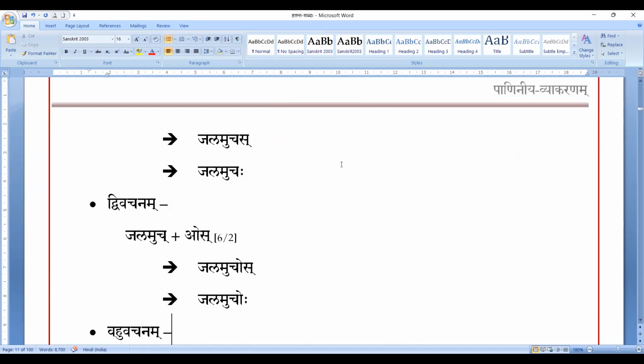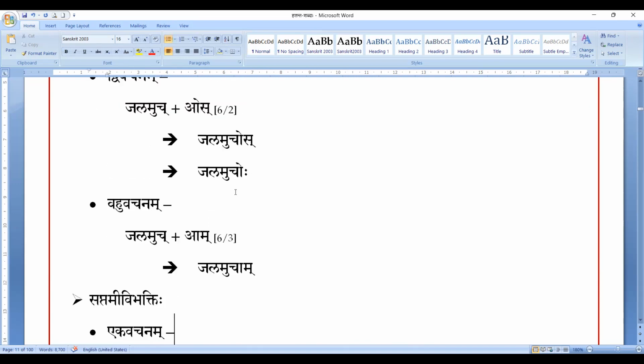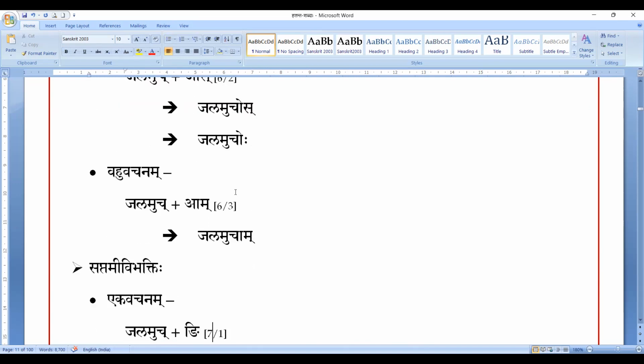Jalamuchah. Jalamuch plus Os. Os is the Pratyaya, Shashthi Vibhakti Dvivachana Pratyaya. Padanta Sakara, replace it by Visarga. Therefore Repha, Visarga, Jalamucho is a form. Jalamuch plus Am. Jalamucham, simple addition, nothing happens.